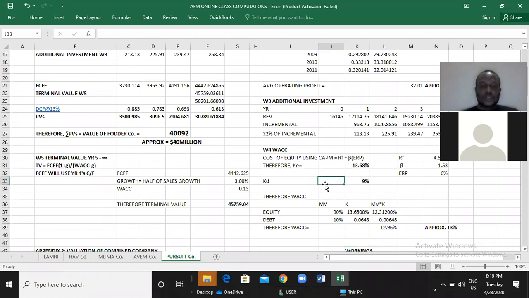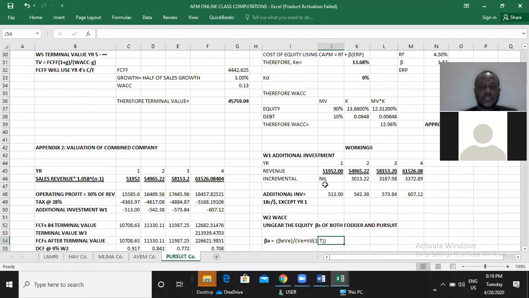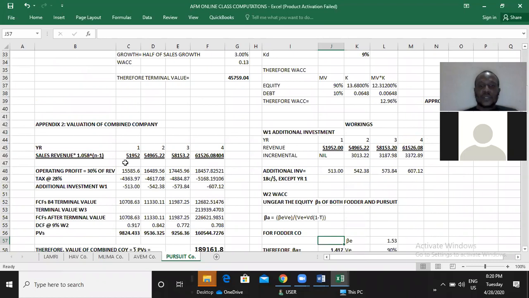So in Appendix 2, we did a quite similar thing in computing the valuation of the combined company. So for the valuation of the combined company, they gave us our initial sales revenue, and then we're able to compute the other sales revenue using the growth rate of 5.8%, which was given in the question.